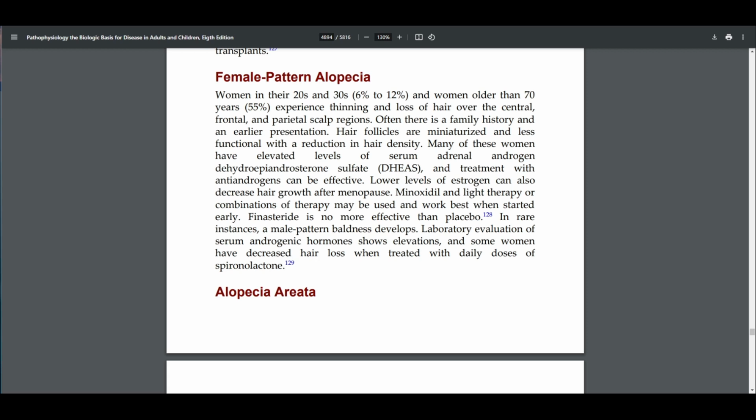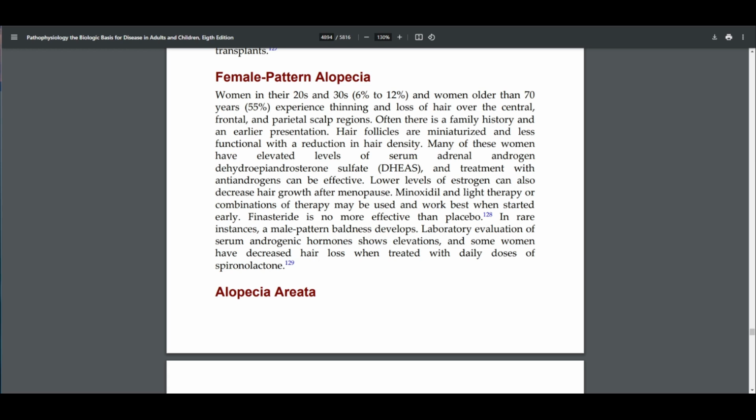Many of these women have elevated levels of serum androgen, dehydroepiandrosterone sulfate, and treatment with anti-androgens can be effective. Lower levels of estrogen can also decrease hair growth after menopause. Minoxidil and light therapy, or a combination of therapy, may be used and work best when started early. Finasteride is no more effective than placebo.